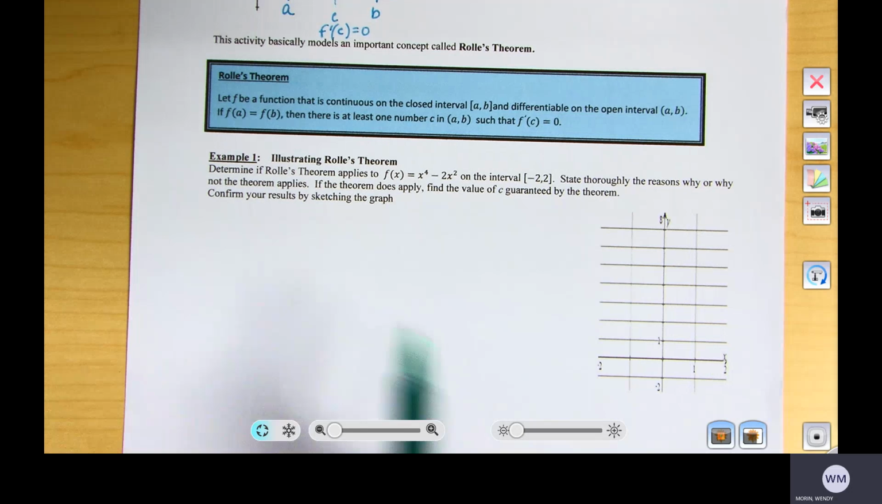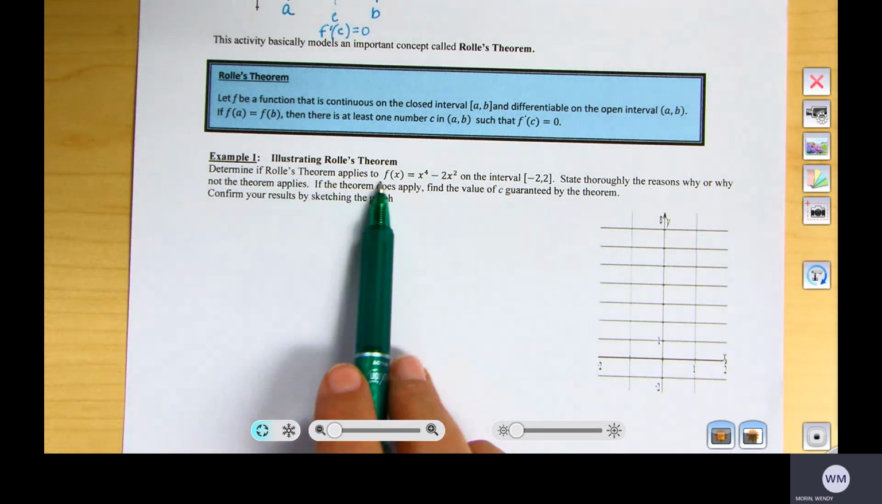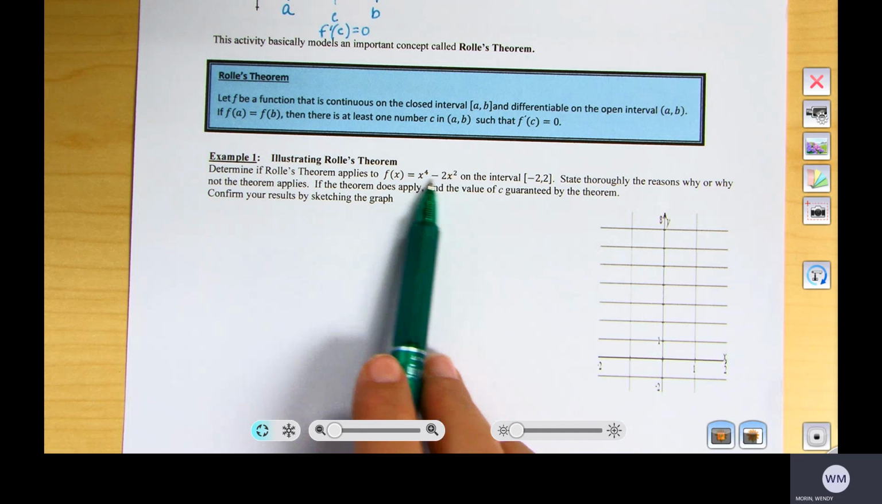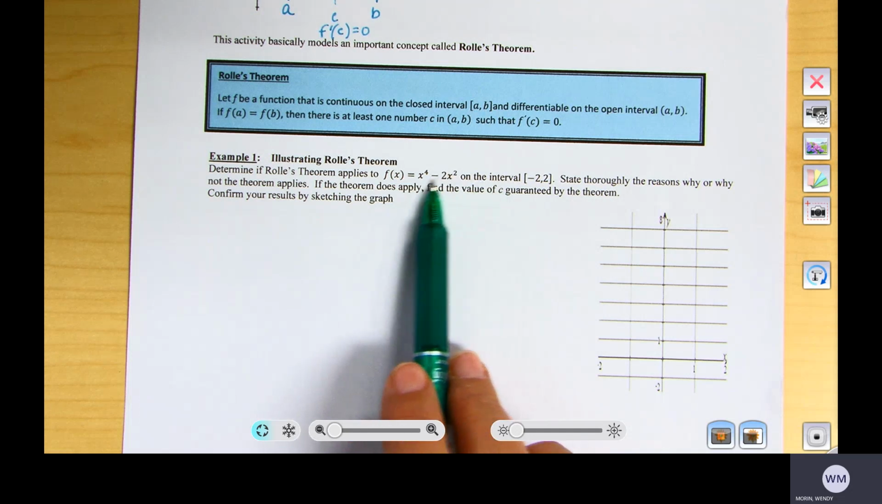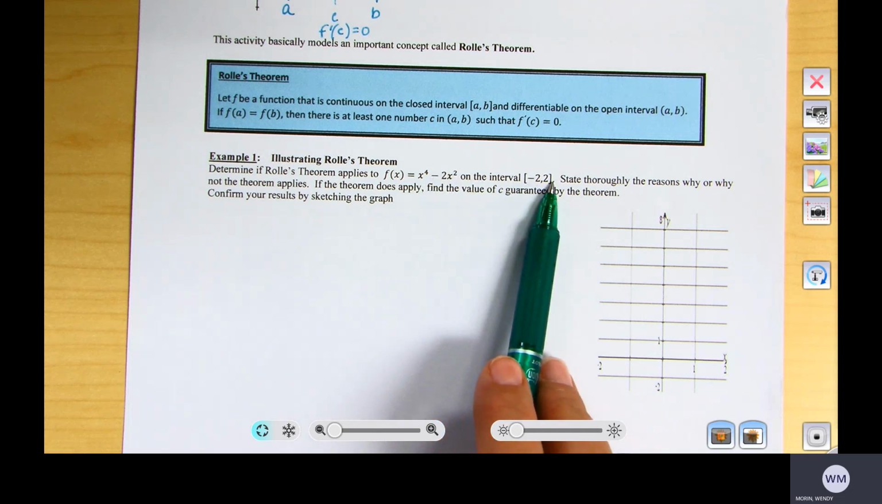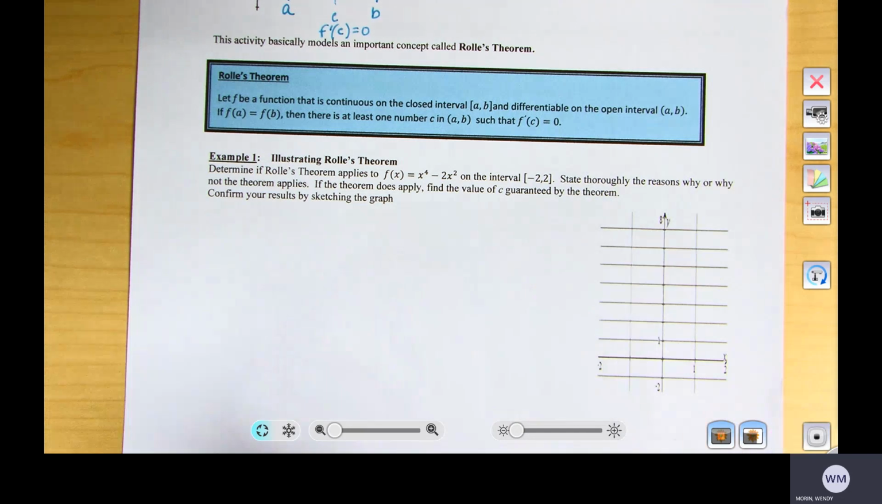But let's go ahead and illustrate Rolle's theorem one more time. Determine if Rolle's theorem applies on this function between -2 and 2. State thoroughly the reasons why or why not the theorem applies. If the theorem does apply, find the value of c. Okay, so first thing, number 1.